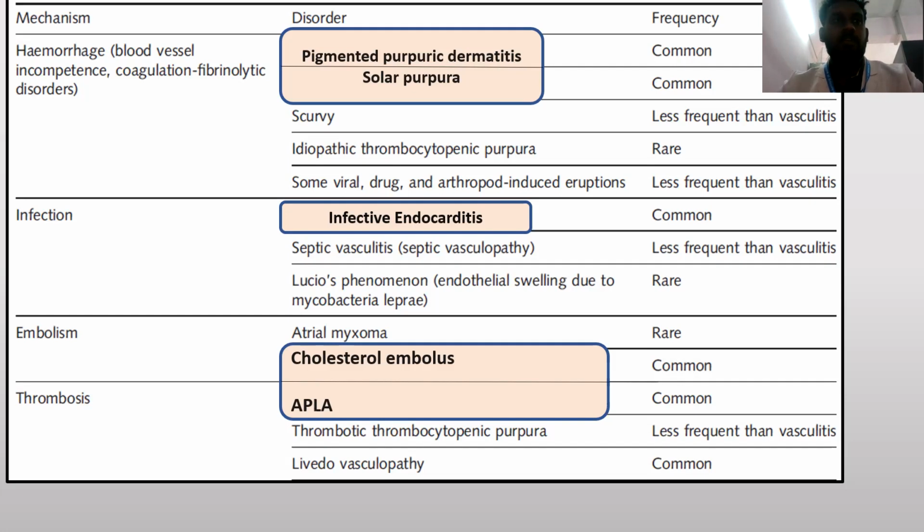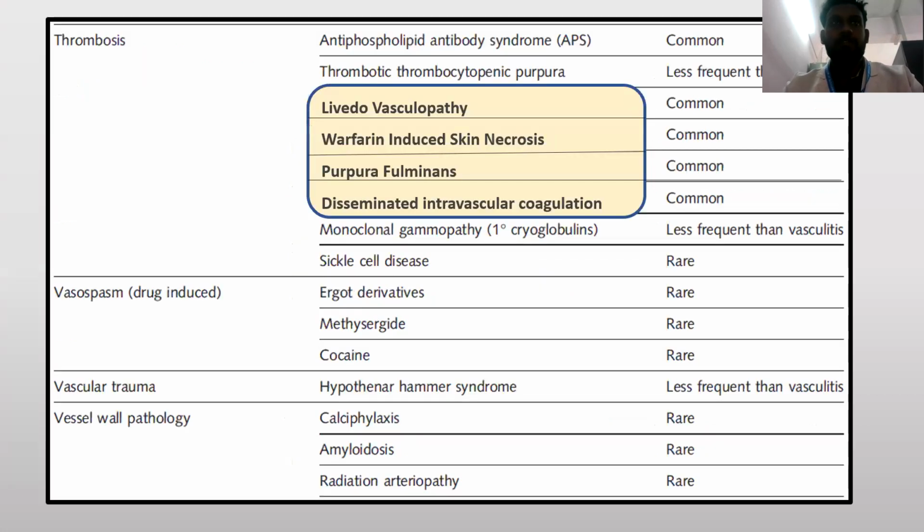which can mimic vasculitis. Then among the embolism, it can be cholesterol emboli or atrial myxoma. So these things also we should keep in mind. And among the thrombotic disorders, it can be APLA, thrombotic thrombocytopenic purpura, and livedoid vasculopathy. We should always keep these in mind. These will be differentials for vasculitis.